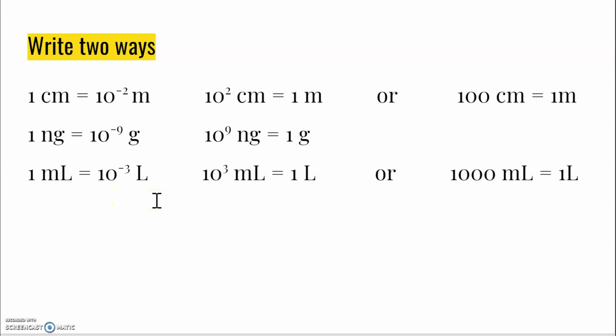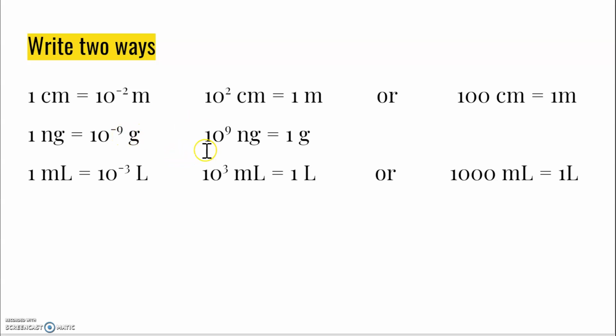You may also see this in charts written with positive exponents. So centimeters is smaller than a meter. 1 centimeter is only 10 to the negative 2nd meter. But you can also think of it that there's a lot of centimeters in 1 meter. So 10 to the 2nd positive centimeters equals 1 meter, or 100 centimeters equals a meter.